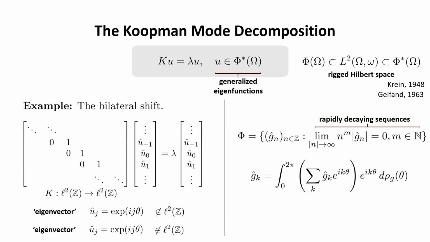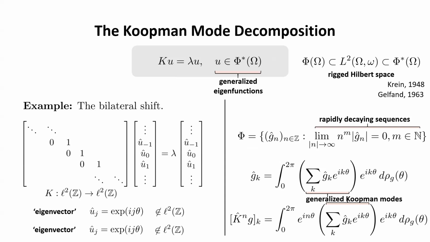And then when you integrate over the spectrum, you're just integrating again against the kth generalized eigenfunction. This is just a computation of the Fourier coefficient. So this is just a statement of the orthogonality of Fourier series, how you recover the coefficients. Okay, so these are your generalized Koopman modes.